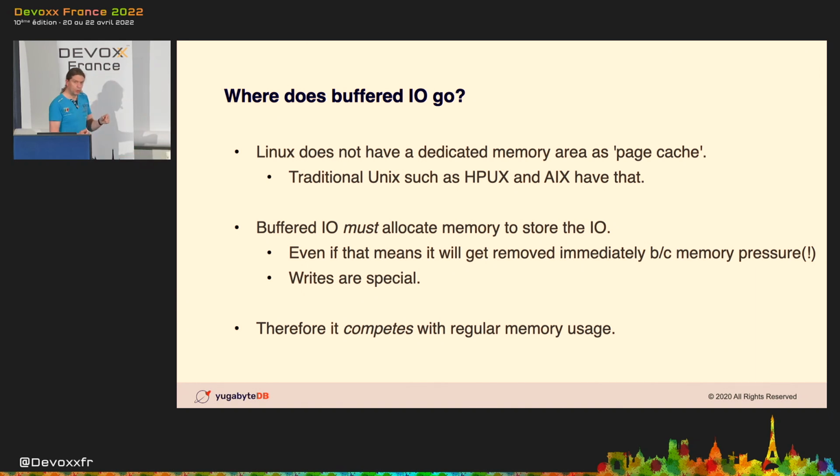That is also true for writes, but writes are special, and I will get back to that, because writes have special properties, which are kind of obvious, but I will explain that later. The important part here is that if you do IOs, these compete with regular memory usage. And this is not something that is being said a lot, but that is what you need to realize. If you're doing IO, you need some memory. Even if it's only for a short amount of time, you need some memory.